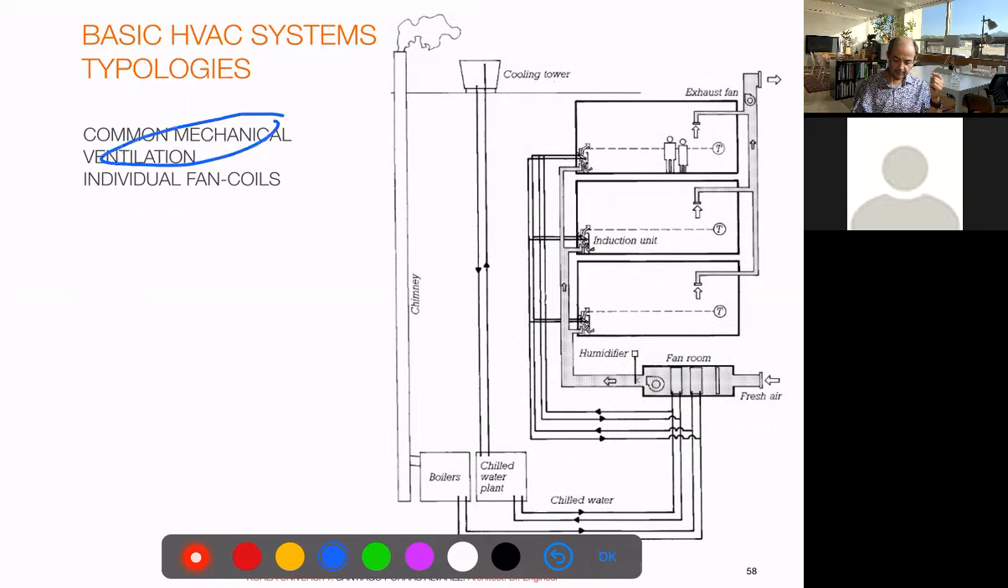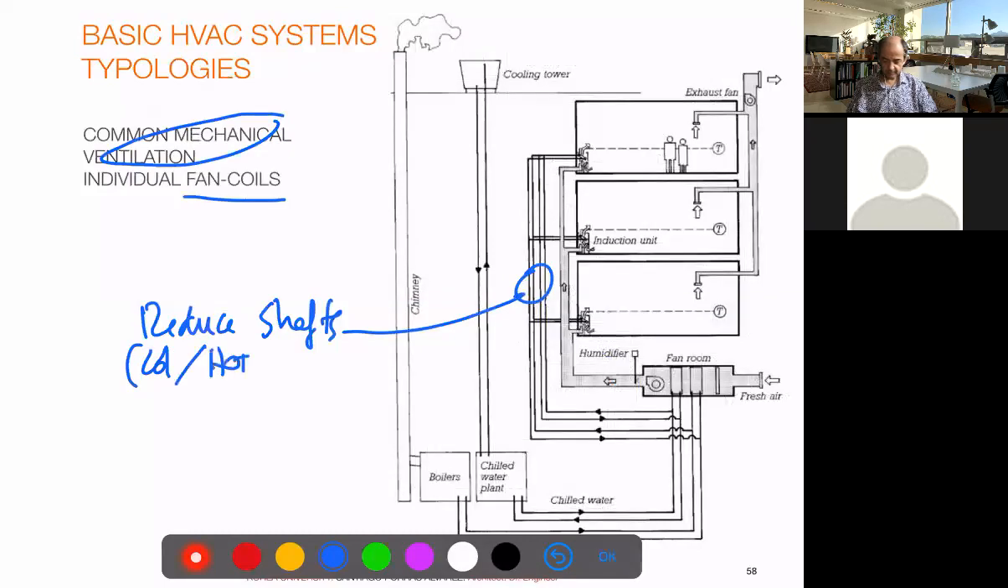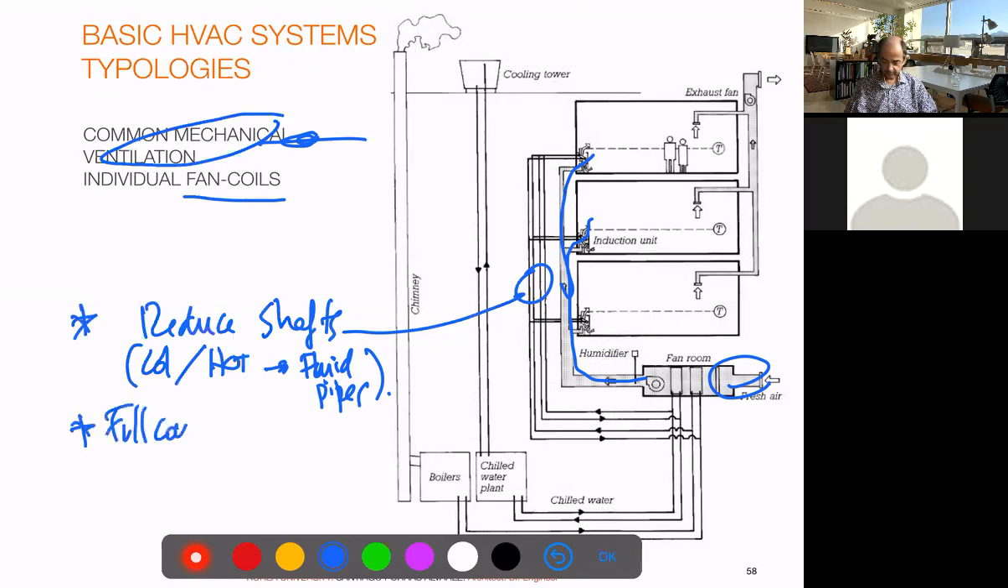just mechanical ventilation with fan coils. This is a very good system because you reduce shafts. So the cold or hot are just carried by fluid pipes, right? You have ventilation, so the building is well ventilated. So you have always this kind of renovation of air.